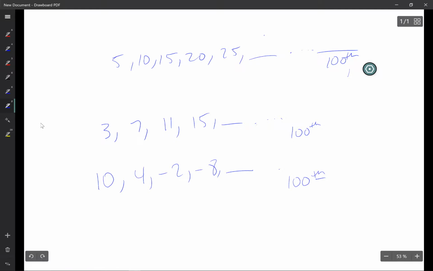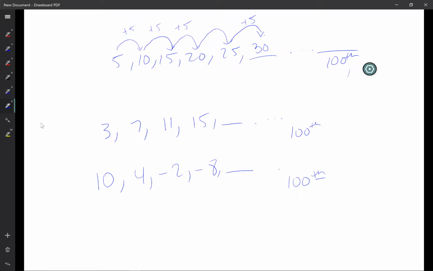An arithmetic sequence is a number pattern that either goes up or down by the same amount. Look at this first pattern, 5, 10, 15, 20, 25. You can see that it's going up by 5 each time. Plus 5, plus 5. Because it's going up by the same amount each time, we call that an arithmetic sequence, an arithmetic pattern. If I asked you what the next number is, you'd say 30, because it's just going up by 5 each time. Pretty simple.